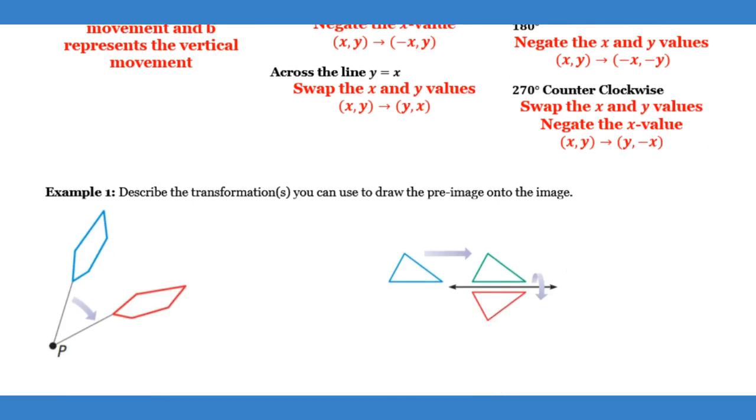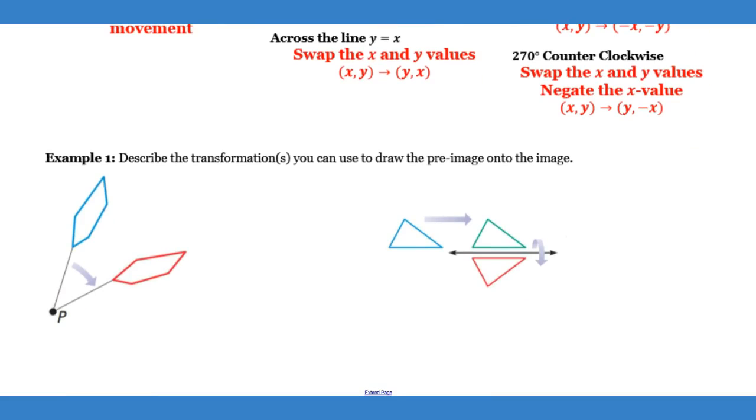Alright, example 1. Describe the transformation you see you can use to draw the pre-image onto the image. So in this case, our pre-image is going to be the blue, and our image is going to be the red. So this looks like we are taking our blue image and we're turning it. And point P seems to be the point that we're pivoting it around. So this is a rotation about point P.